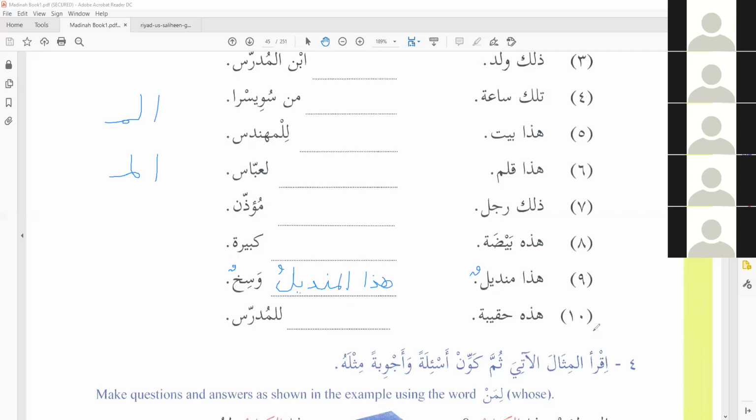And number 10, brother Tamim. Hadhihi haqibatun. And then, hadhihil haqibatu lilmudarrisin. Very good. Translate that for us. Haqiba, I'm not remembering what haqiba means, but whatever haqiba is belongs to this. Good. It's a bag. Okay, bag.